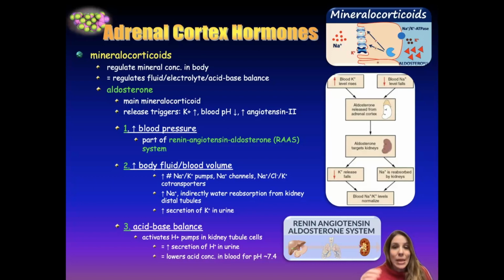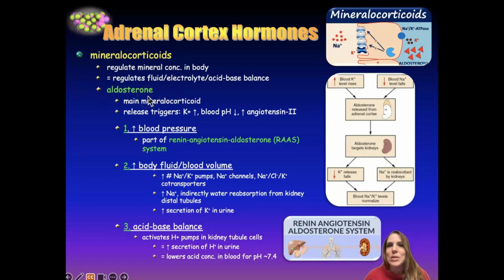So now that you understand the basic structure of the adrenal cortex and the general categories of hormones it produces, let's take a closer look at mineralocorticoids produced from the adrenal cortex. So mineralocorticoids are a group of steroid hormones that regulate mineral concentration in the body. And by regulating mineral concentration, they're going to play a crucial role in regulating fluid, electrolyte, and acid-base balance in the body. And we'll be talking about these concepts a lot deeper later on in anatomy and physiology. But for now, let's focus on the chief mineralocorticoid, and that is aldosterone.